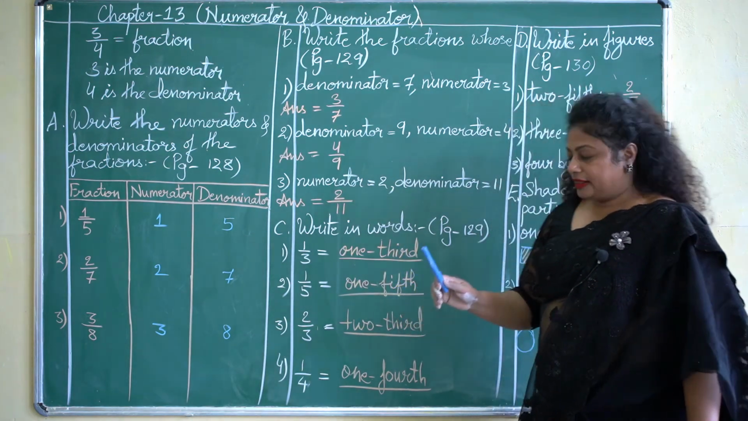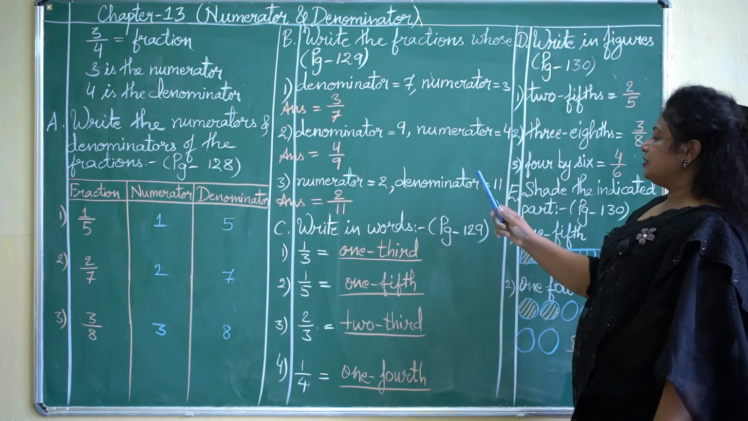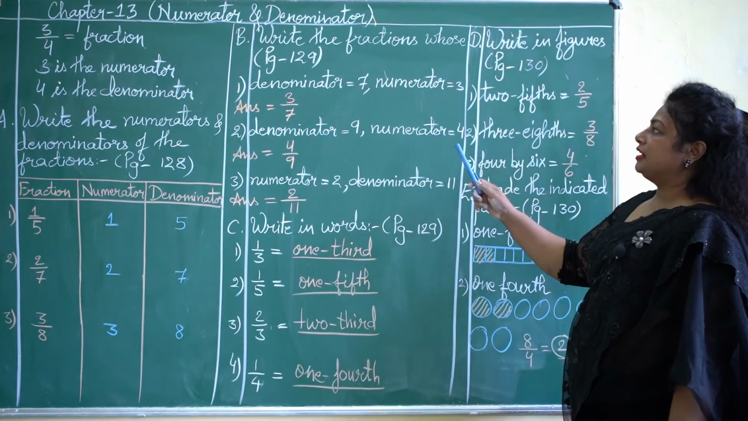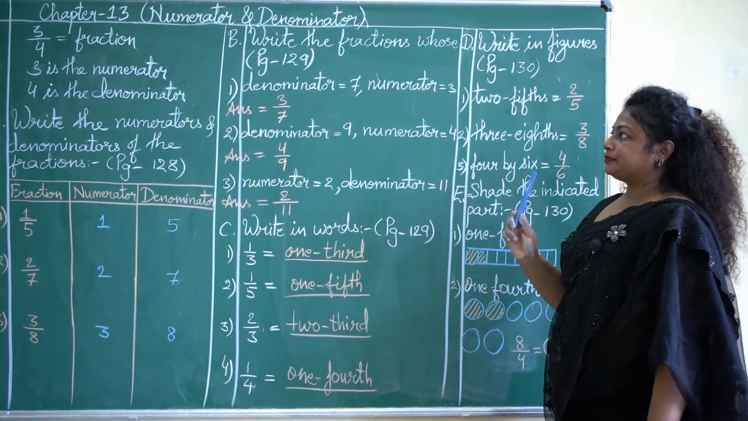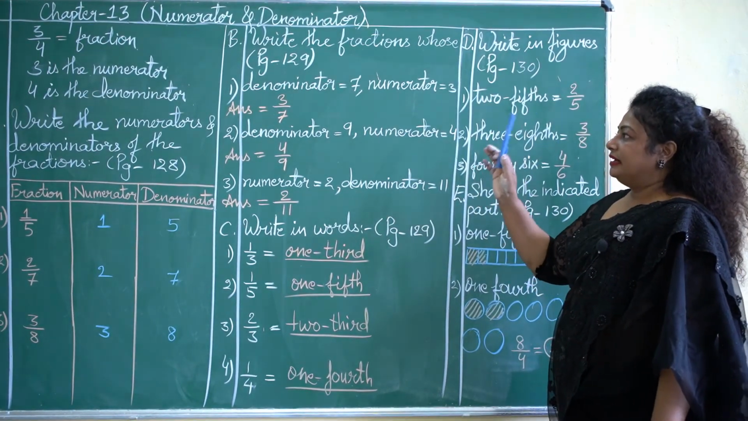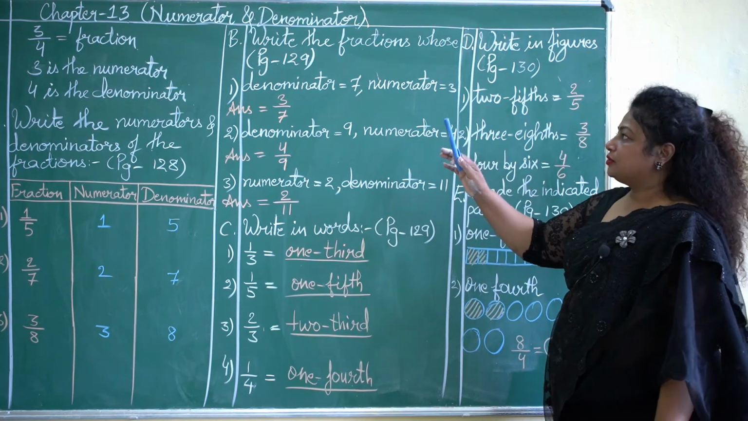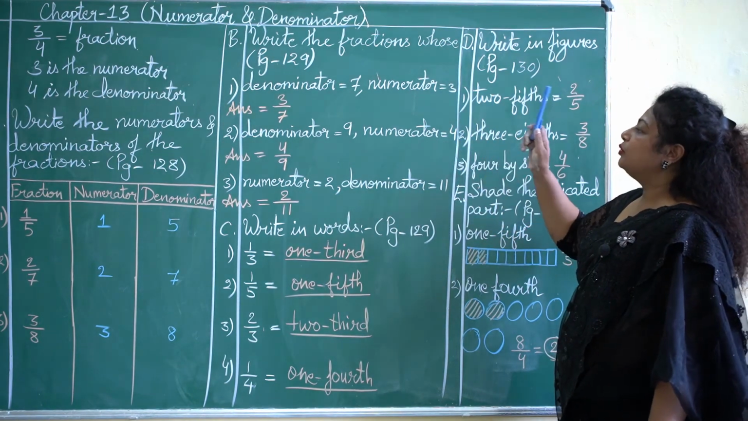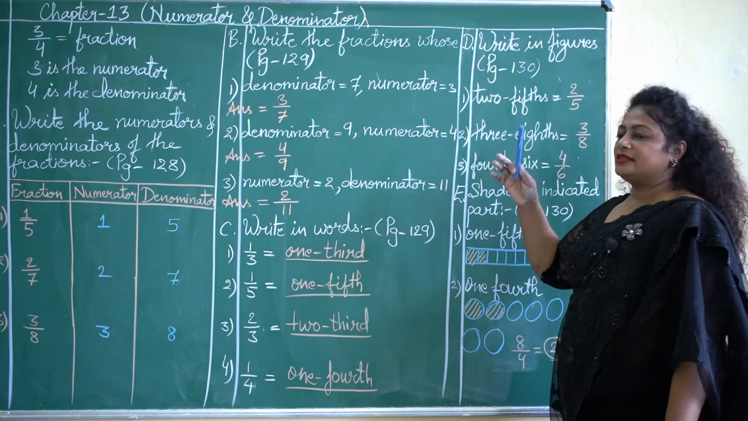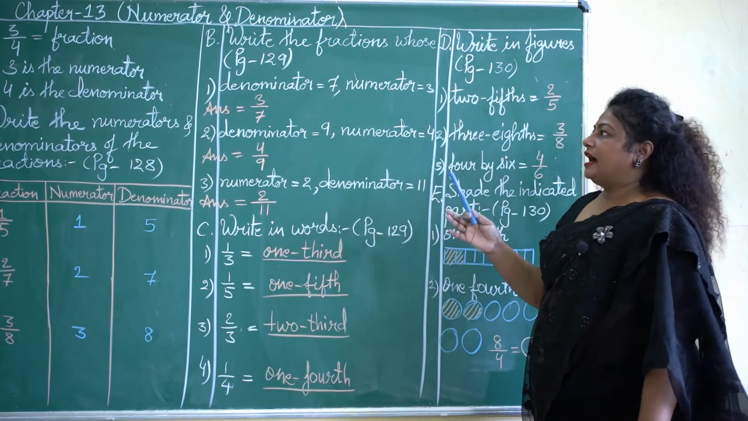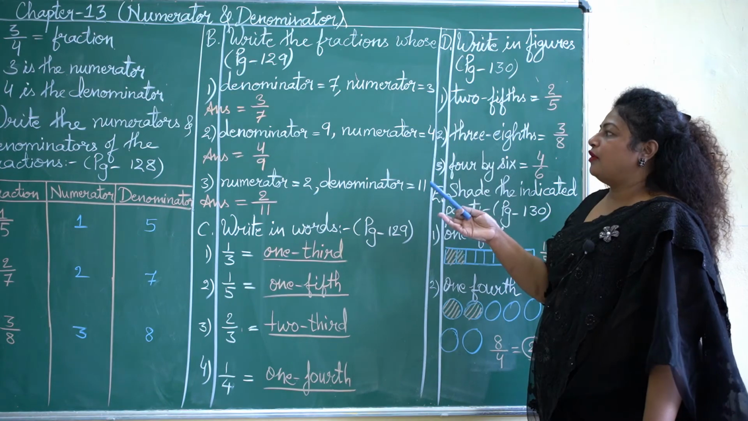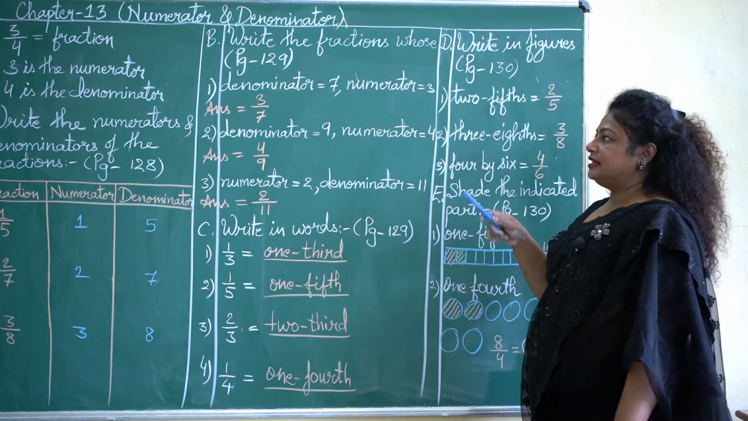Okay, children, now I am coming to the next question. The next question is given to you on page number 129. It is written as B dot. Write the fractions whose numerators and denominators are given to you as information, and out of this information you have to form a fraction. Okay, let us see how.